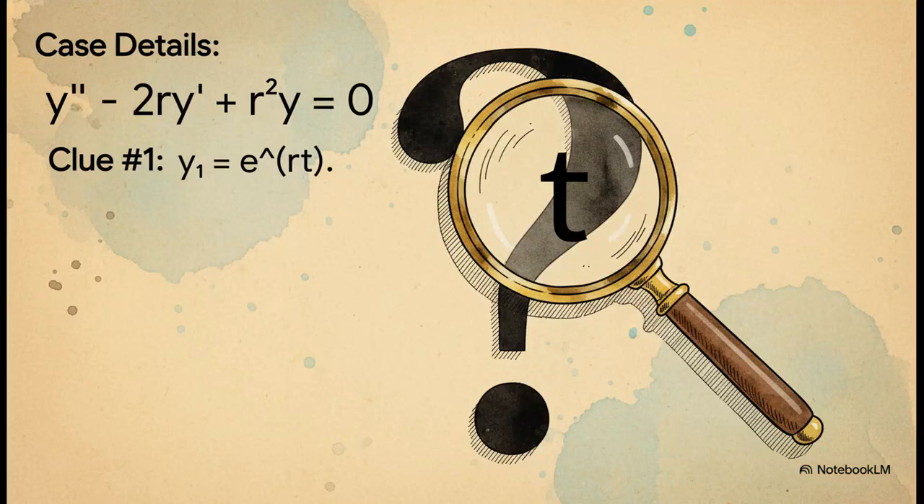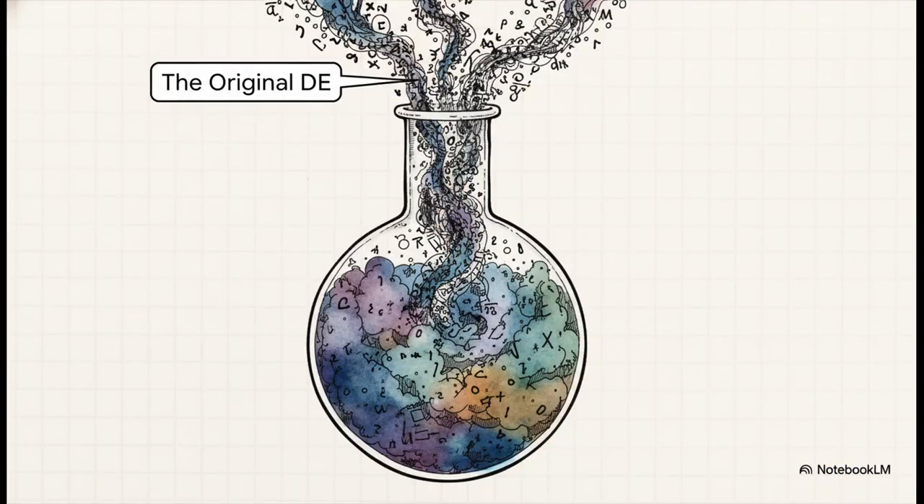Okay, this first one solves a classic mystery. Remember from constant coefficient equations with repeated roots, how that extra t just kind of appears in the second solution? Well, let's find out exactly where it comes from. We've got this equation, and we already know one solution is y1 equals e to the rt. So let's follow the recipe.